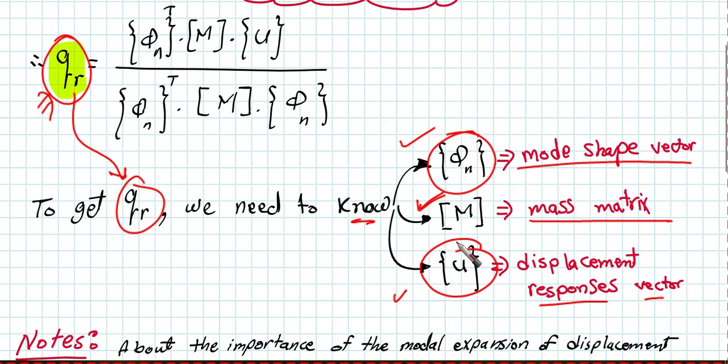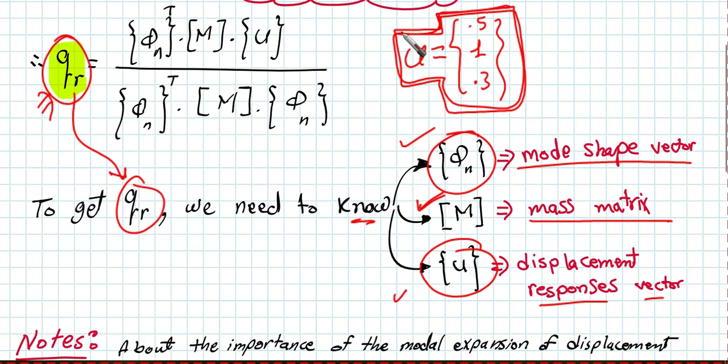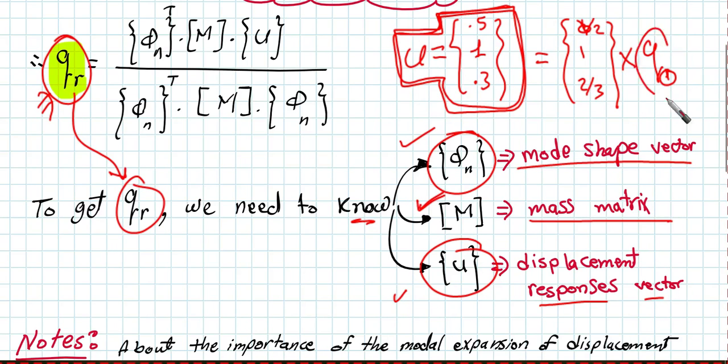Actually here it means that if I said to you that u equals, for example, 0.5, 1, and 0.3, this means that we need to know the displacement responses vector in order to tell you, from the first mode shape, let's assume it is like half, 1, and 2/3, for example, then I'm going to multiply it by something here, Q r. So this is Q1 because it is related to mode shape number 1. So what is the value of this Q1? If I calculated and found this Q1 equal to 0, what does this mean? This means that the first mode shape is not going to contribute at all in this displacement vector.